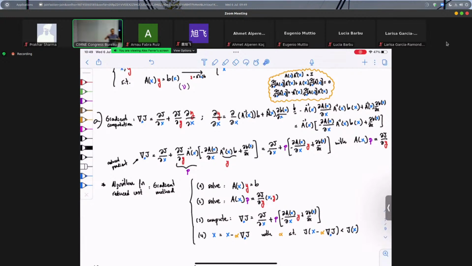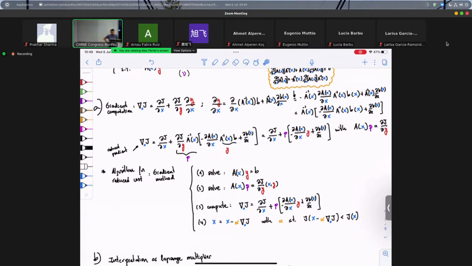How large will be p in this case, in comparison with x or with y, sorry? The same size as y, because it's a square matrix, so you have the same number of constraints and unknowns here. So same size as y.